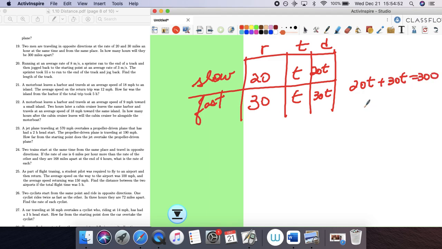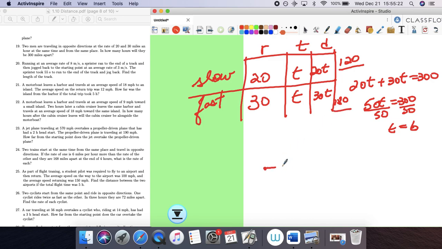This one, pretty simple. So it's 50t equals 300. We're going to divide both sides by 50. T equals 6 hours. So in 6 hours, so if you go back here, and we know the time is 6, and you multiply, so let's go to the distance. If you multiply 20 times t, we're going to get 120. If you multiply 30 times t, which is 6, you're going to get 180, right? So in 6 hours, the slow guy will travel 120 miles, and the faster guy will travel 180 miles.